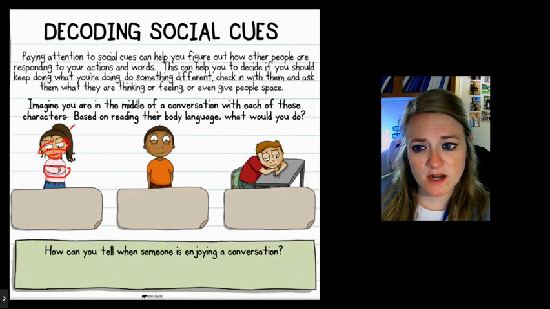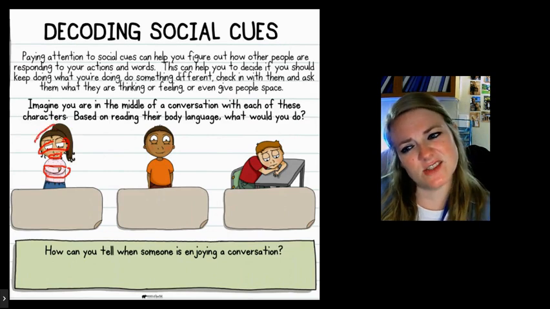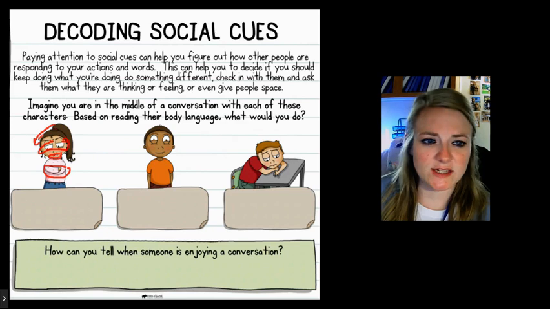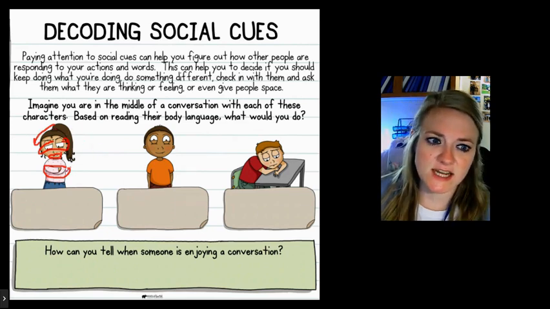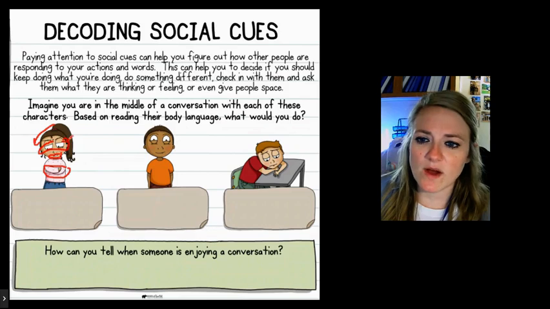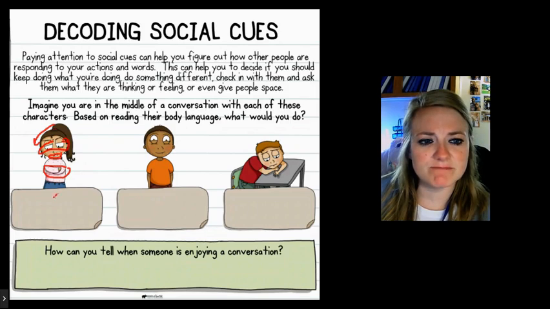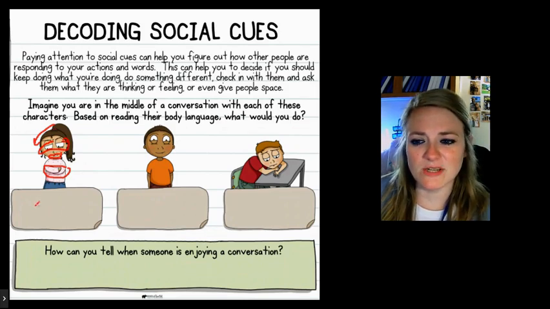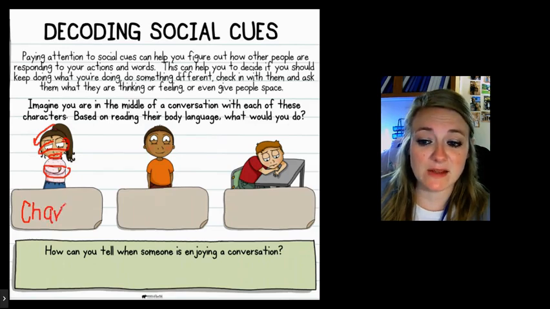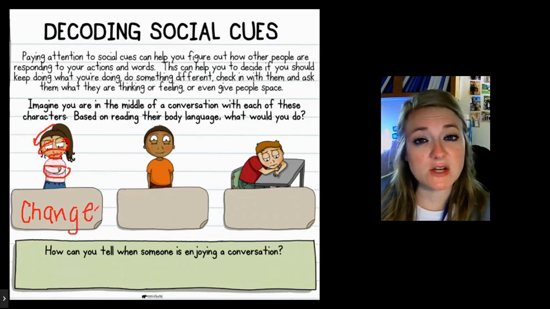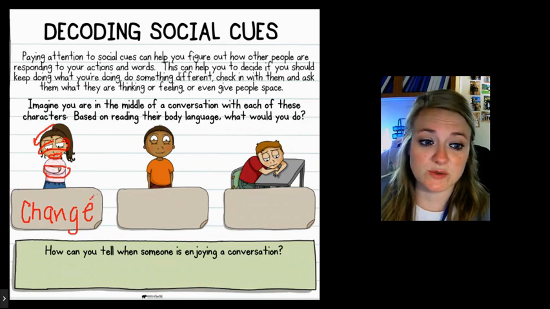She has her arms crossed, and her head is kind of tilted and not head on, not looking like she really is actively engaged in the conversation. So what do we think? Maybe, is she really going to be engaged in the conversation? Probably not. So maybe we should change topics or give her some space. She looks like she might be angry based on her body language, so maybe she needs some time. So we're going to change what we're doing based on her social cues.